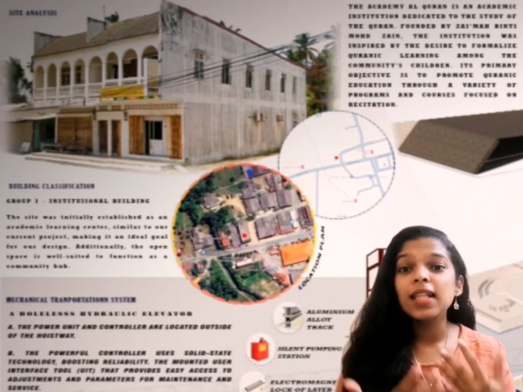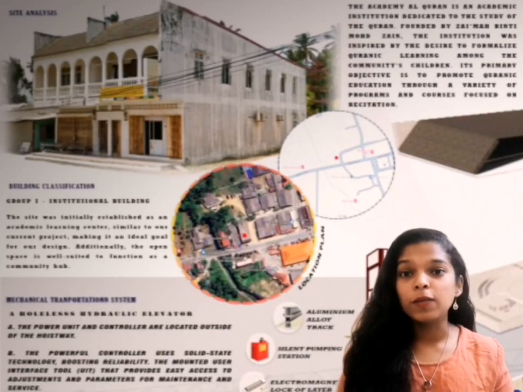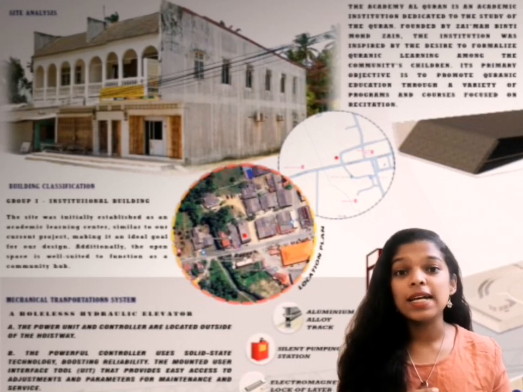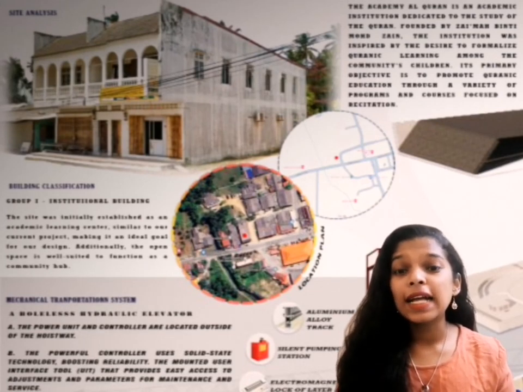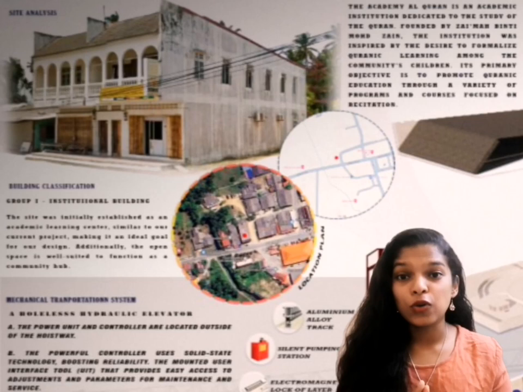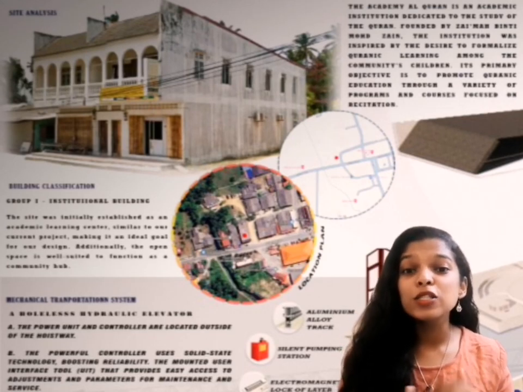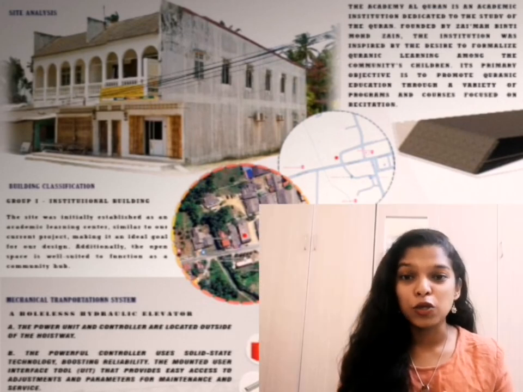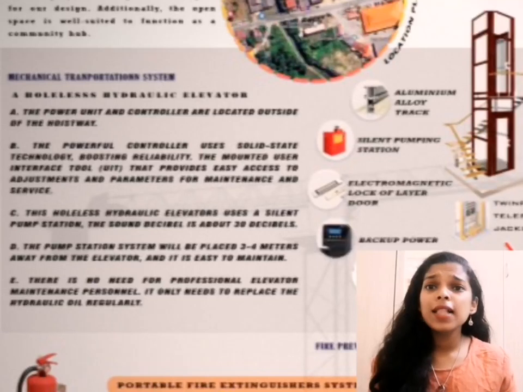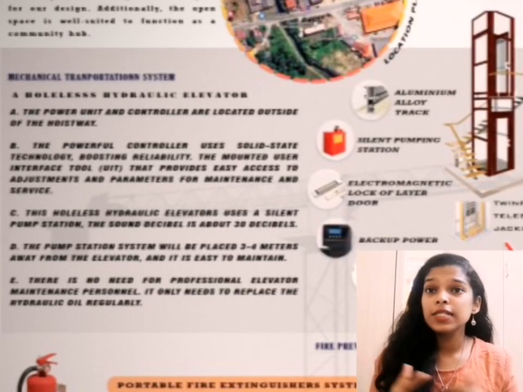And also, it is classified under the Group 1 building classification, which is the institutional building. The site was initially established as an academic learning center similar to our current project, making it an ideal goal for our design. Additionally, the open space is well suited to function as a community hub. Our design implementation has been classified into several systems.